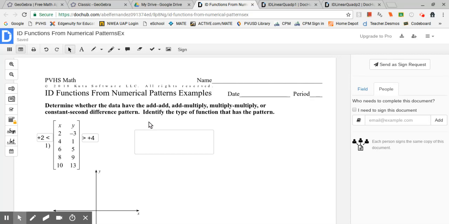I want to put this lesson in a video because we've been having a lot of absences lately towards the end of the year. This lesson is titled ID Functions from Numerical Patterns.